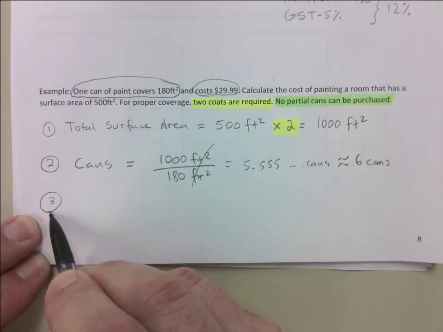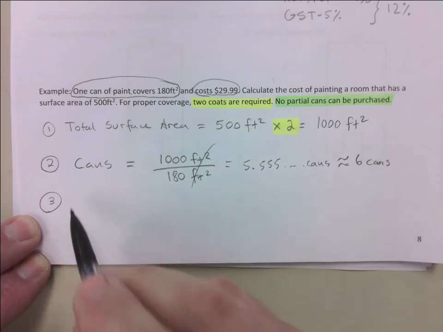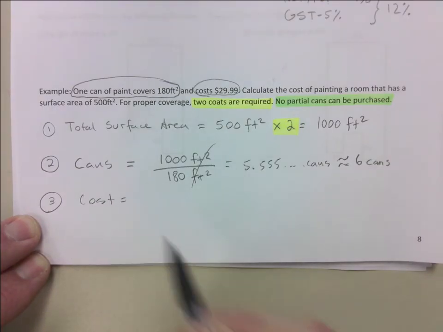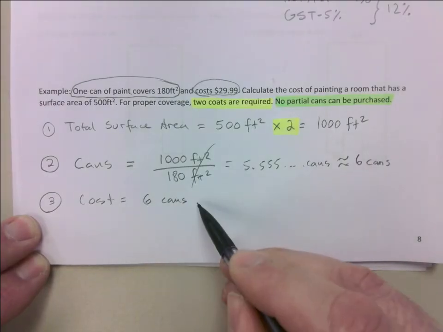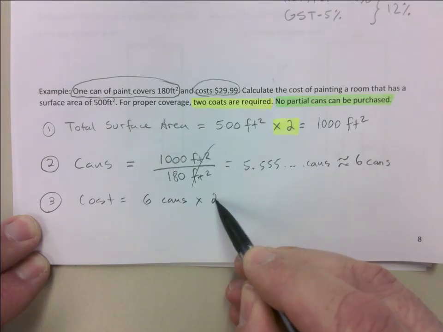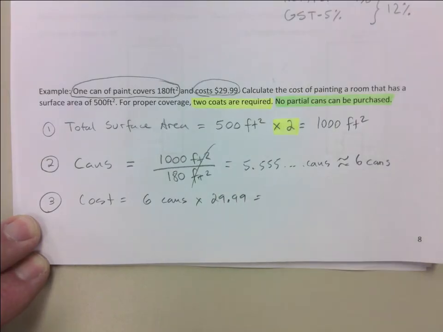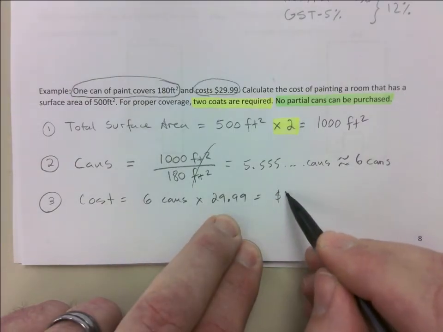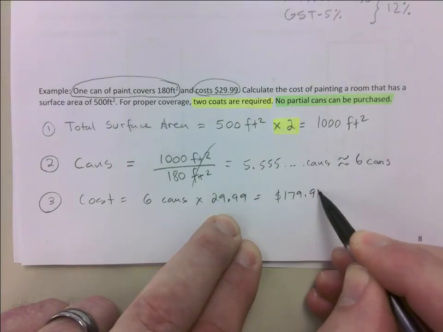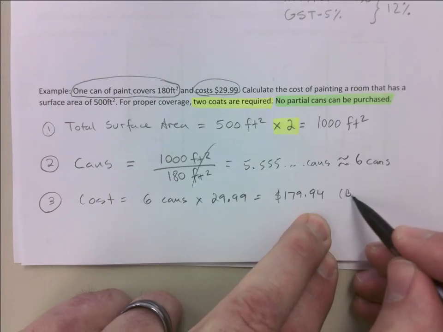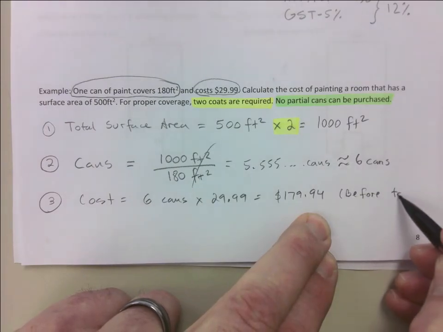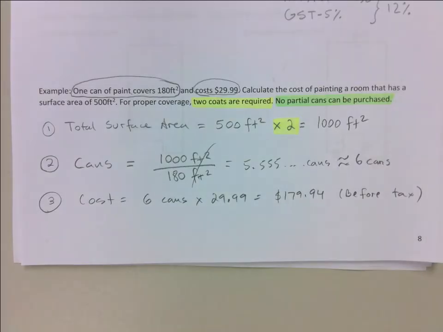Number 3, the total cost. 6 cans, we multiply that by 29.99. And you get 179.94. This is before tax. So if the question just said before tax, you're done there.